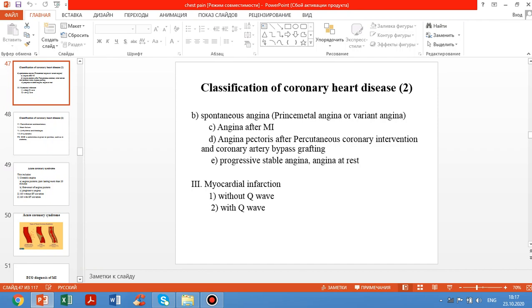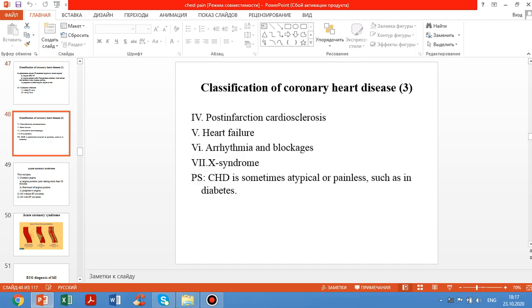The third is myocardial infarction. It can be without Q waves or with Q waves. The fourth is post-infarction cardiosclerosis. The fifth is heart failure, arrhythmia and blockage, and X syndrome. Coronary heart disease is sometimes atypical or painless, such as in diabetes mellitus.